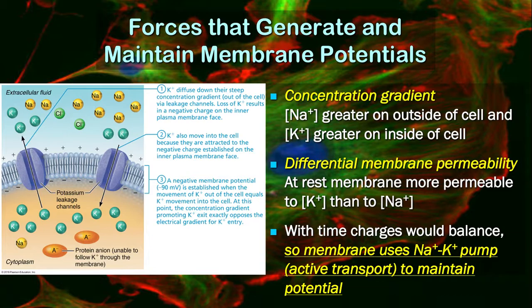Okay. There's a couple things that are going on here. The first thing is a concentration gradient. So we have a separation of those ions. Sodium is at a higher concentration outside the cell. So sodium is high outside, which means that sodium is low inside. And this is an ion, so it's got a positive charge.